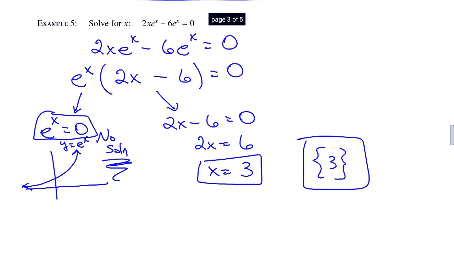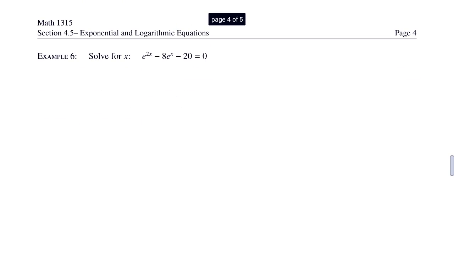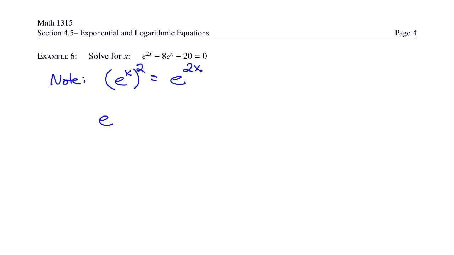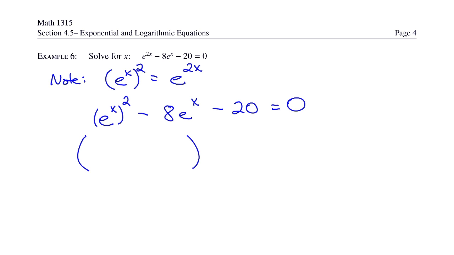Let's look at example 6. Solve for x. e to the 2x minus 8e to the x minus 20 equals 0. So first, note that e to the x squared is the same thing as e to the 2x. So this tells me that we could rewrite the original equation as e to the x squared minus 8e to the x minus 20 equals 0. And now it looks like a quadratic. We have a term that's squared, we have the term in the middle, and then we have the constant on the end. So we're going to factor this like a quadratic.